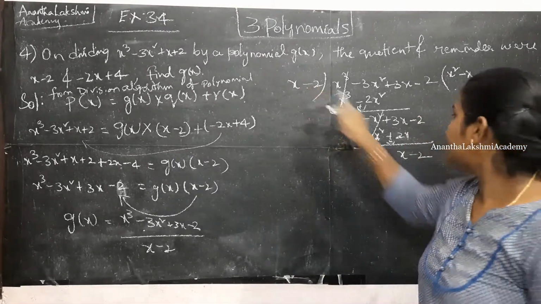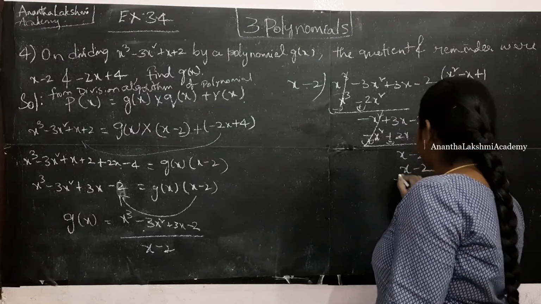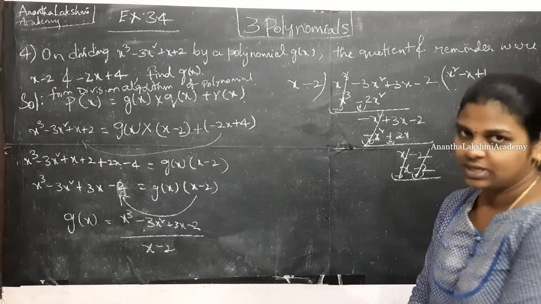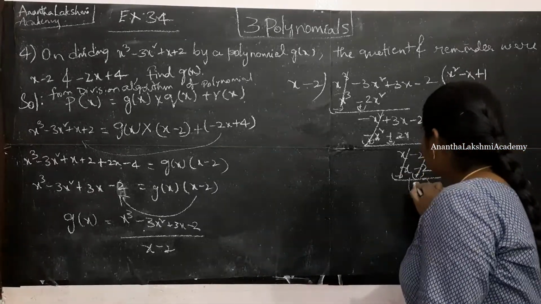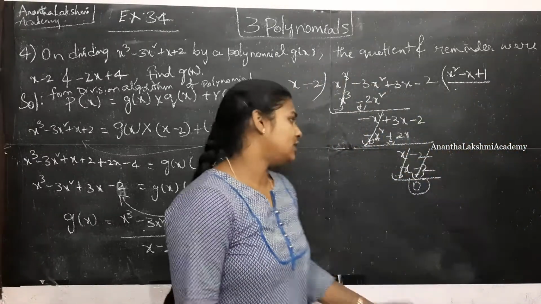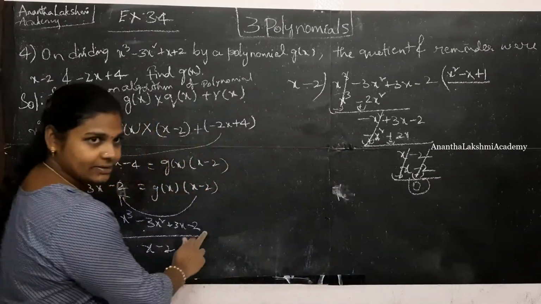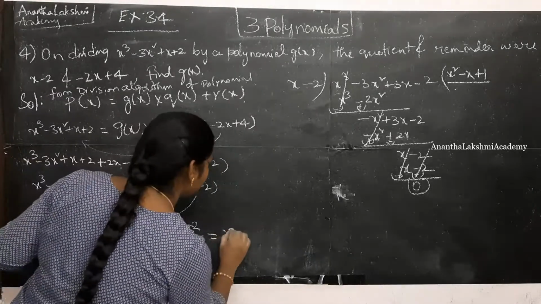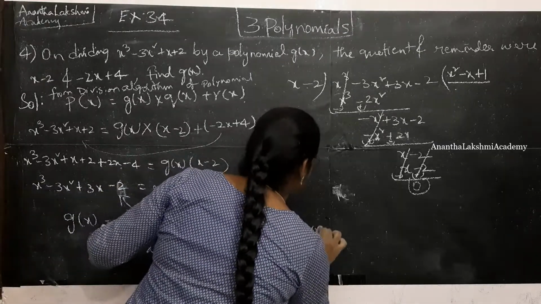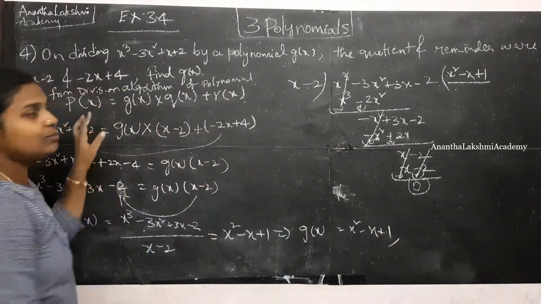X minus 2 we have here, x minus 2 we have here. How do we get it? By multiplying it with 1. As the signs change, plus x minus x and plus 2 minus 2 gets cancelled and the remainder is 0. So now what is g of x? Nothing but the quotient. So what is the result of this division? Whatever we have done is nothing but x square minus x plus 1. That implies that g of x is equal to x square minus x plus 1. So that's about problem number 4.